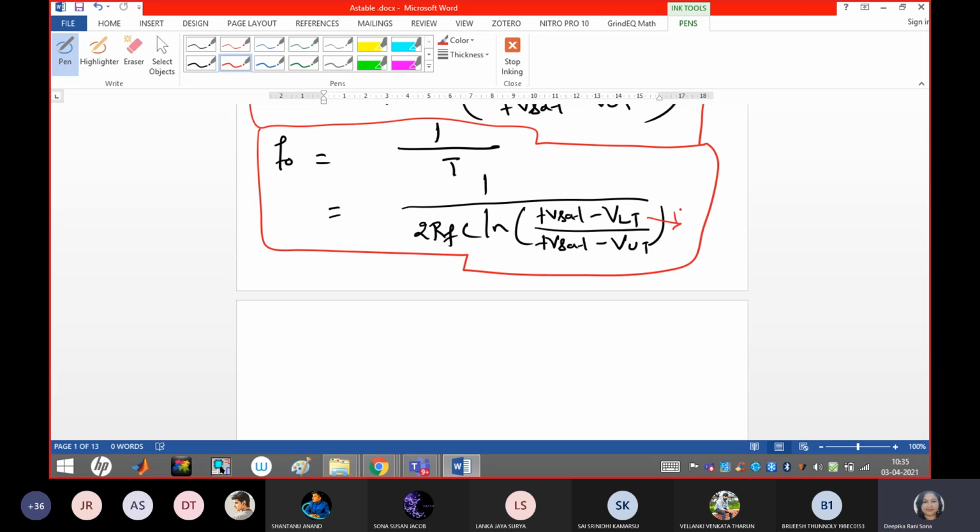Because in my equation I have not shown any R1 and R2 term. How do we get that? Just go back to your copy and see that VLT and VUT representation. How are we representing VUT? Do you remember that equation?